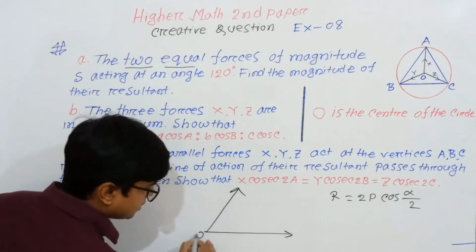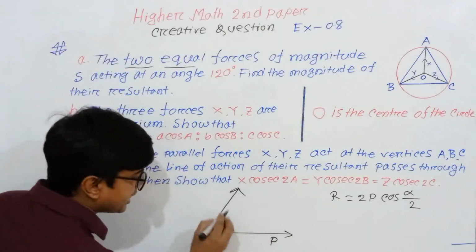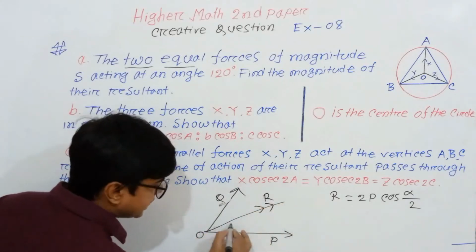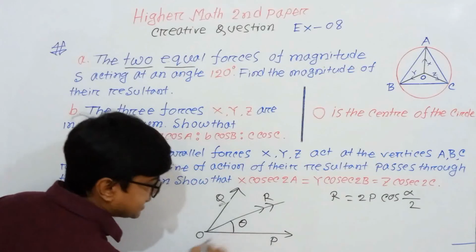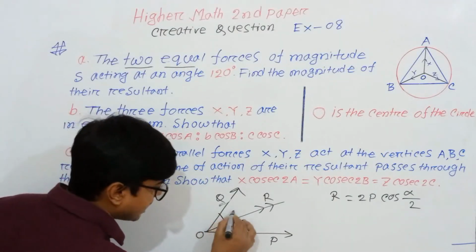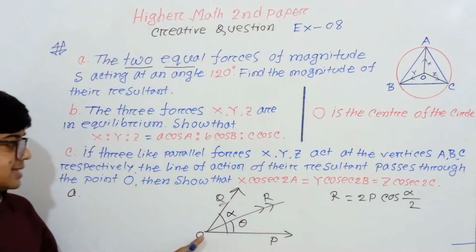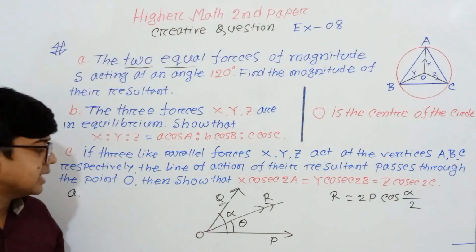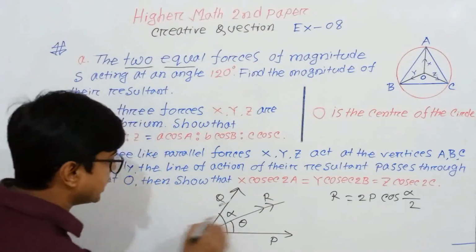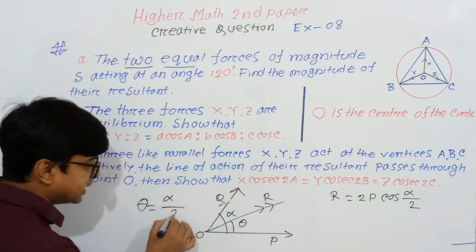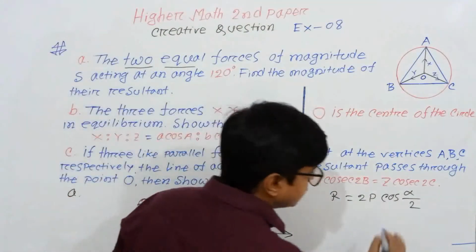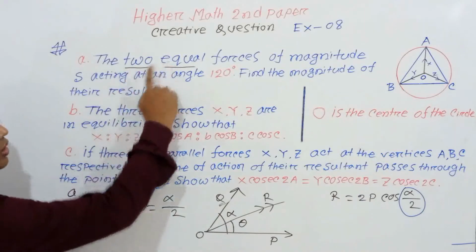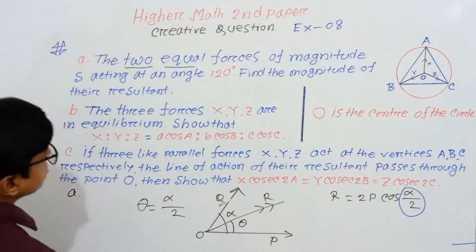Suppose this force is P and this force is Q and the resultant force is R, and here this angle is theta and this angle is alpha. Look at this, the resultant of two equal forces acting on a point bisects the angle between those forces. That's why we can write theta equals alpha by 2. Now look at this. Here two equal forces and the angle is 120 degrees.